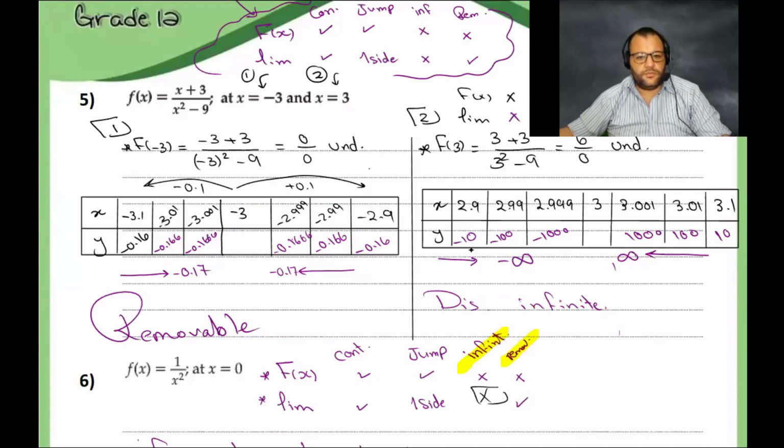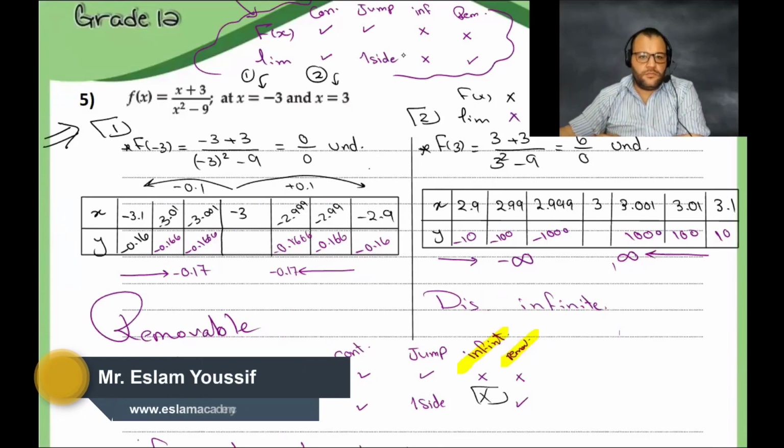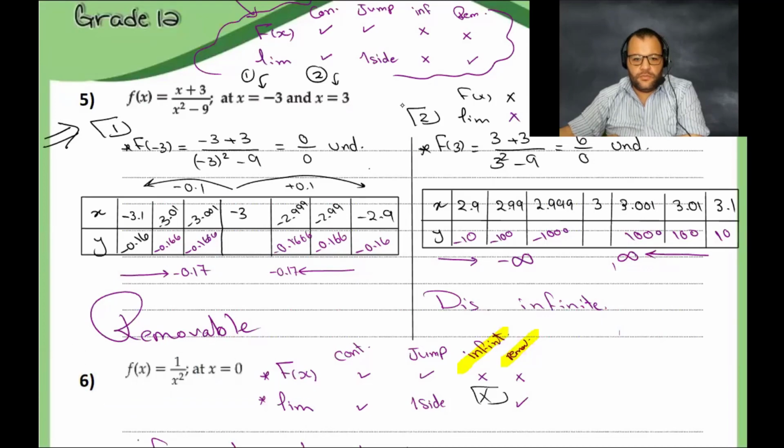As it is approaching negative 0.17, why is it not infinite? Which one? Fifth one, number 5, the first part. Which part of the limit? What do you need from the limit? As the function is approaching negative 0.17, but not negative 3, this should not be removable. It should be infinite.